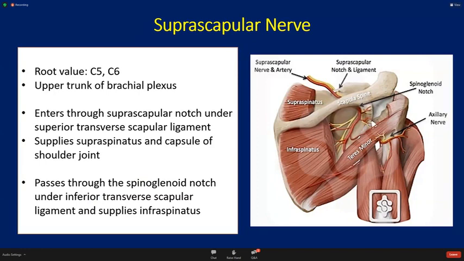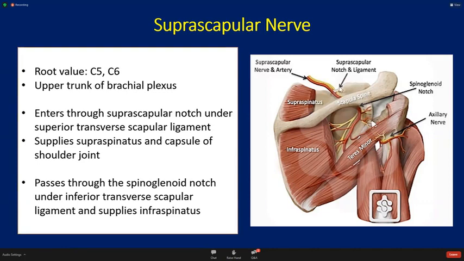Another nerve which is prone for entrapment is the suprascapular nerve. This nerve arises from the roots of the brachial plexus, and it is a C5 and C6 distribution. So when it enters to supply the muscle, it goes through two fibro-osseous structures. Initially, it goes through the suprascapular notch, and then it supplies the shoulder joint as well as the supraspinatus muscle. And it then goes lateral to the spine of the scapula through the spinoglenoid notch and supplies the infraspinatus muscle.